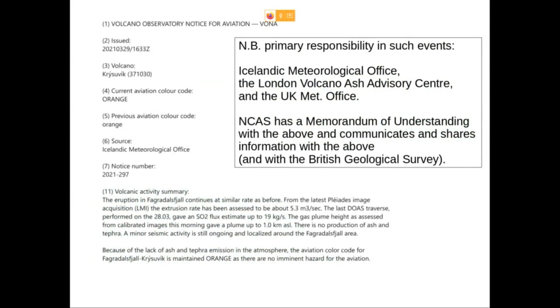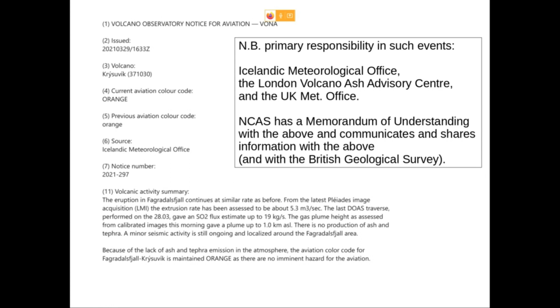So what happens when this initially occurs? The Icelandic Met Office issue what's called a VONA, or a Volcano Observatory Notice for Aviation. You would get one of these appearing in your email inbox, and when these appear, you know that there's something happening in Iceland. I should perhaps at this point stress that the primary responsibility for responding to such events lies with the Icelandic Met Office, the London Volcanic Ash Advisory Centre, and the UK Met Office. They're the people that have to take the big decisions about closing down airspace and so on.